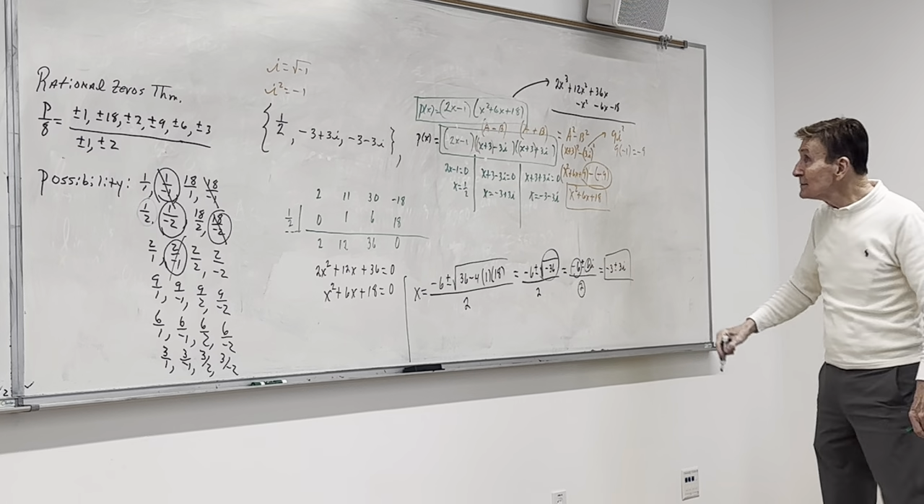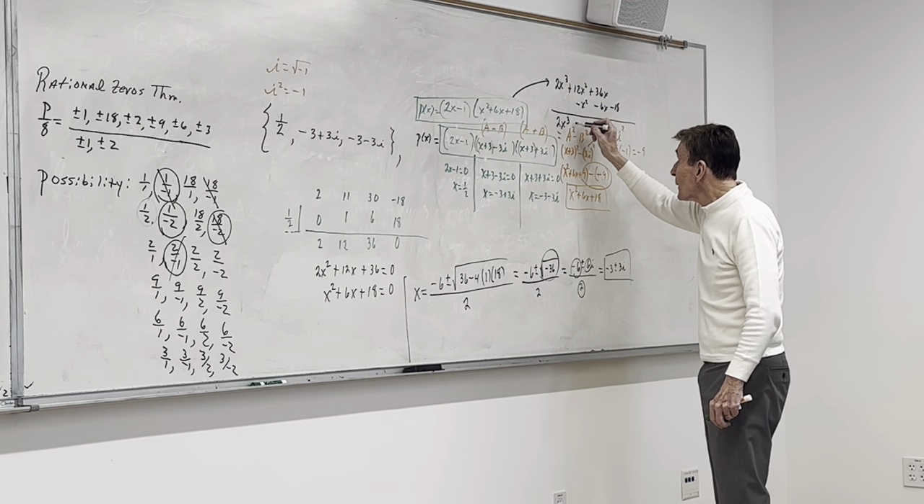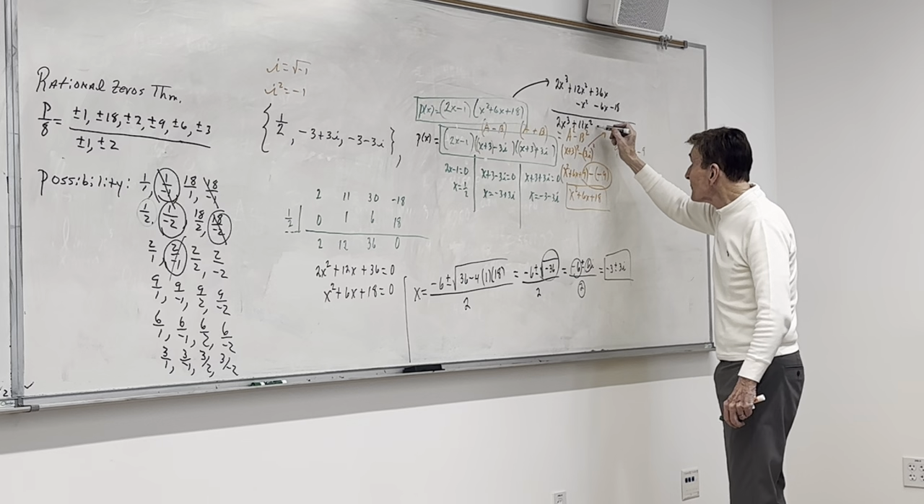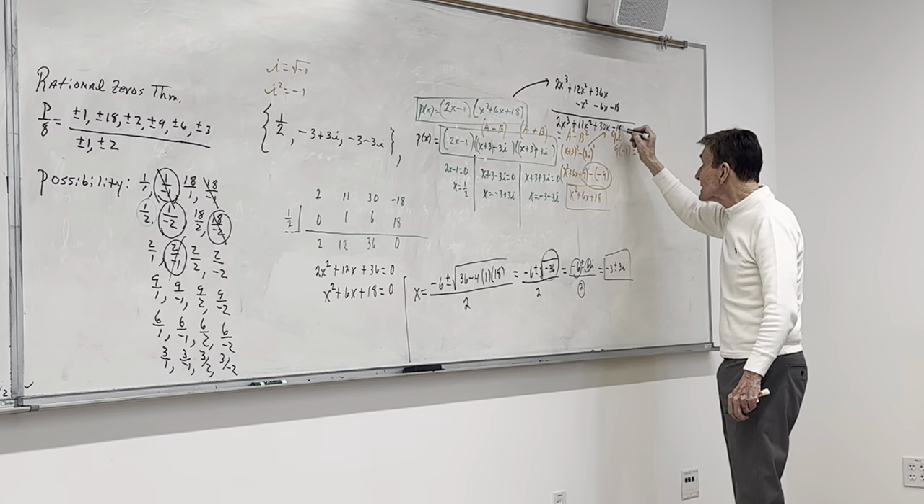Collect like terms. I got 2x cubed. The squares put together is 11. The x's put together is 30. And I got a constant of a negative 18.